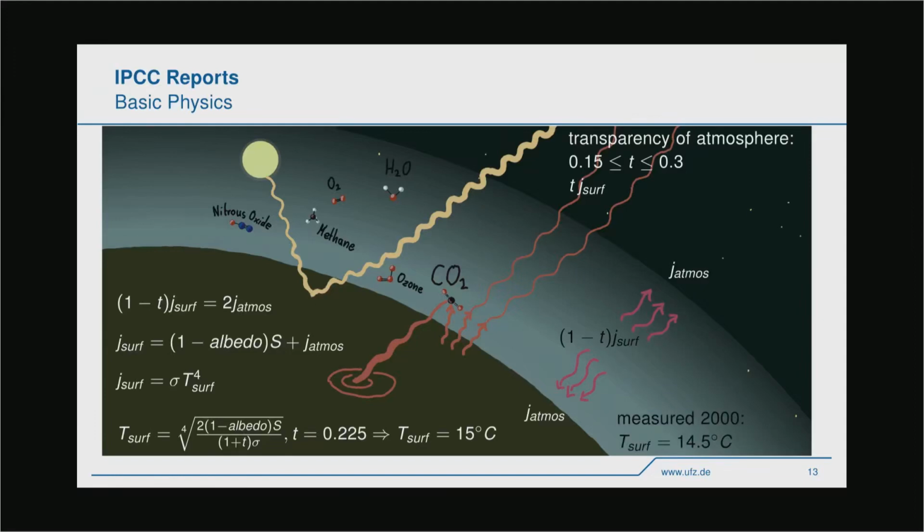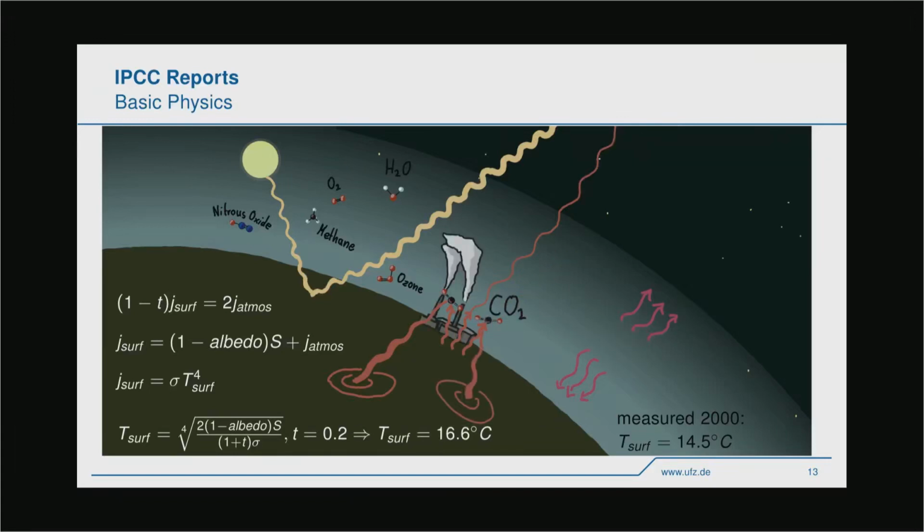So I did this for a specific T, which is 22.5%. But when we change that T a little to, for example, 20%, so we add more CO2 because, for example, we would add a factory that would do carbon emissions, then the transparency goes down and the temperature rises to, for example, 16.6 degrees in case of 20%.